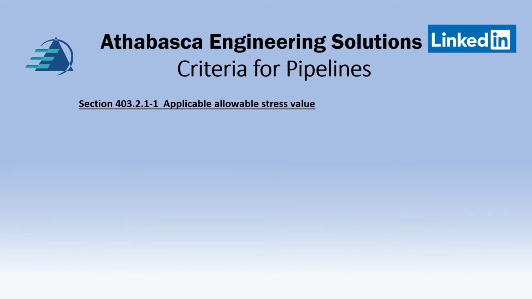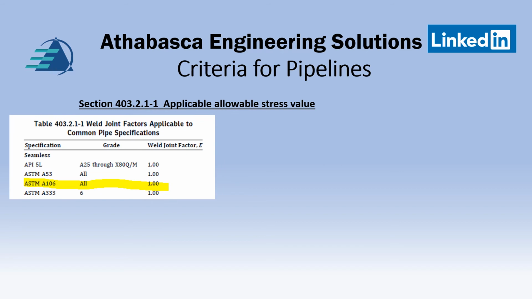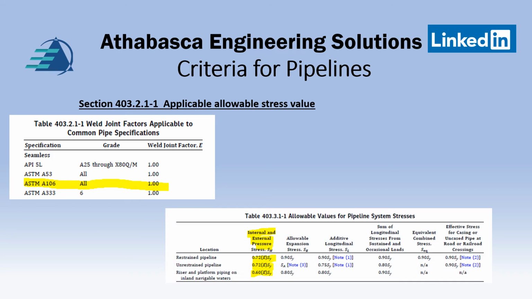Now let's look at the applicable allowable stress values. Once again, if you go to table 4.321.1, you're going to see the weld joint factors. For example, ASME A106 pipe is seamless pipe, so the joint factor is 1.00. So it has no effect if it's seamless pipe.